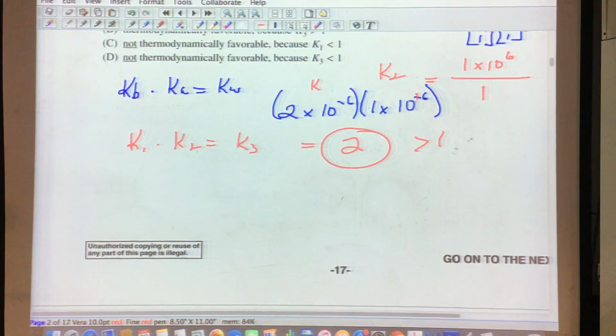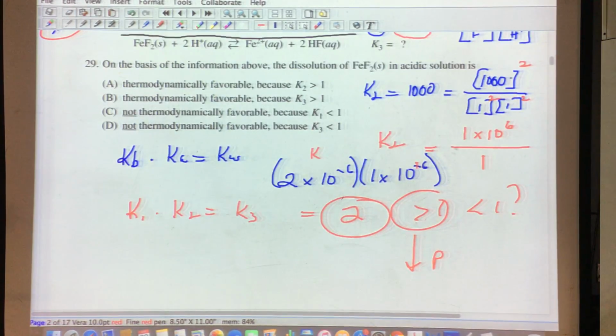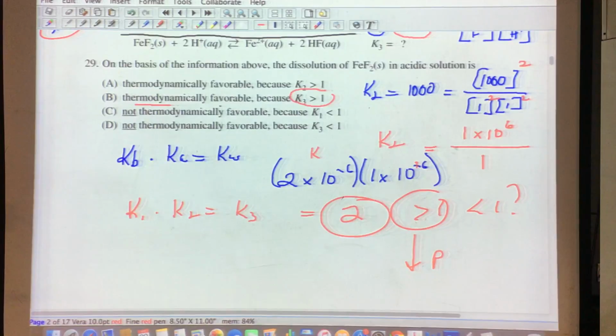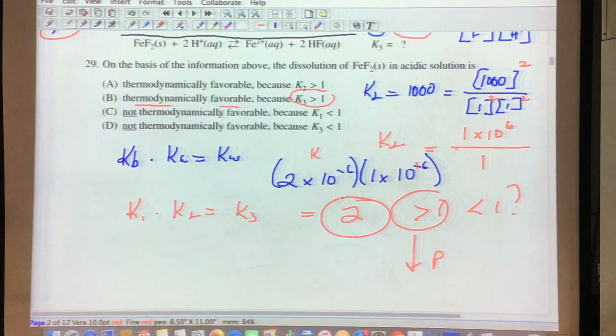Is 2 greater than 1 or less than 1? It's greater than 1, which means the products are favored, which means you have products. So back to the choices. I know K3, okay, is greater than 1. And I know it's thermodynamically favorable. Why? Why do I know it's thermodynamically favorable? If products are favored, that means it's going forward to produce products. Absolutely correct. You have to understand, when your K is bigger than 1, your delta G becomes more negative.